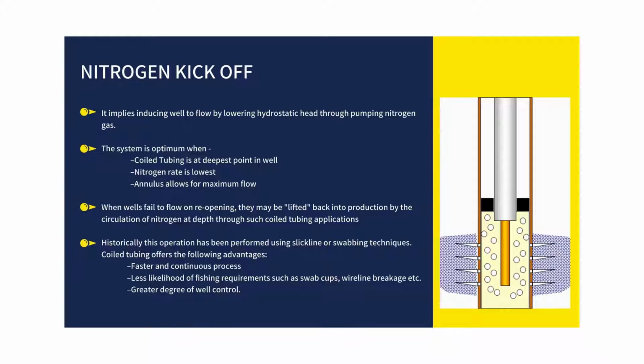Historically, this operation has been performed using slickline or swabbing techniques. Coiled tubing offers the following advantages: a faster and continuous process, less likelihood of fishing requirements such as swab cups, wireline breakage etc., and a greater degree of well control.